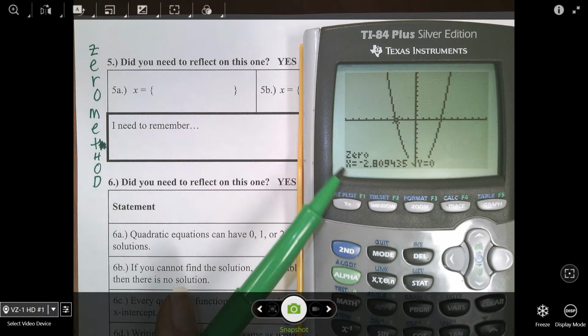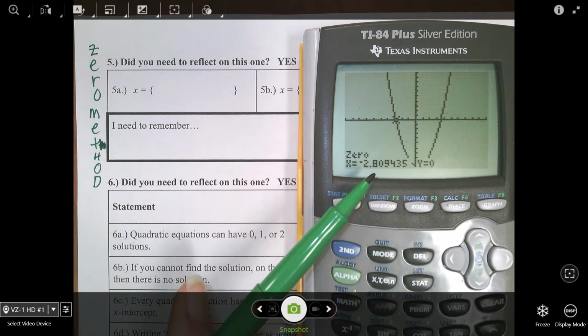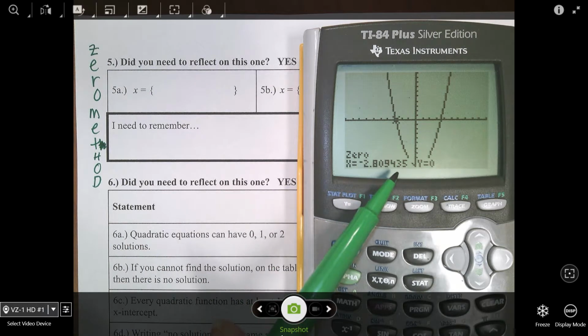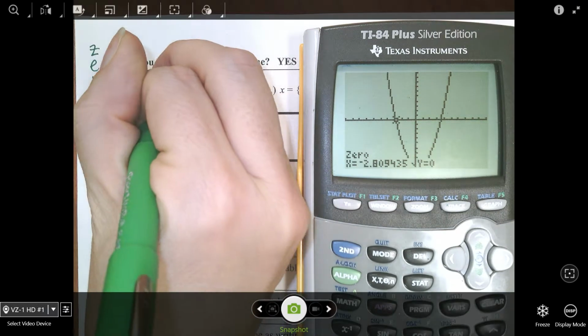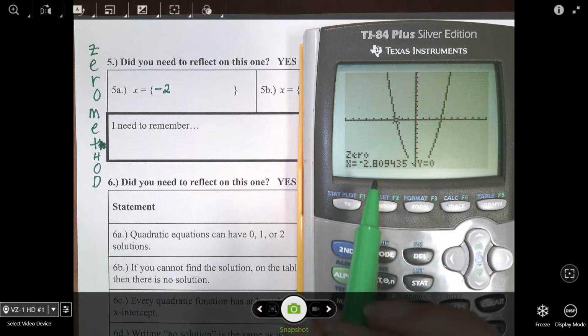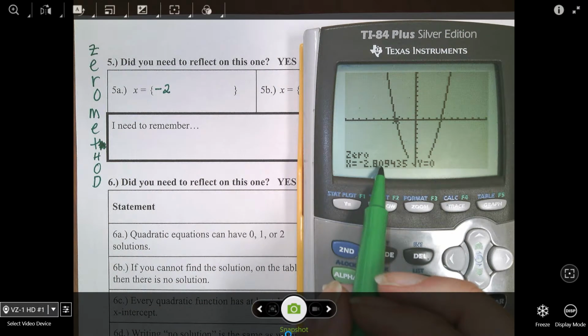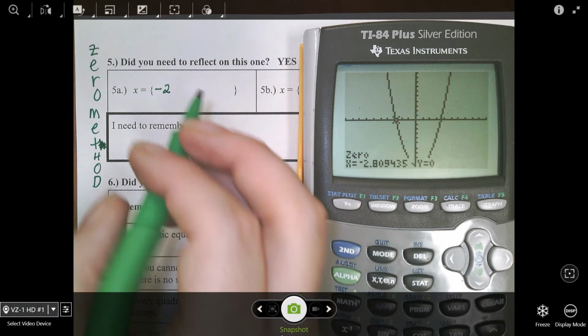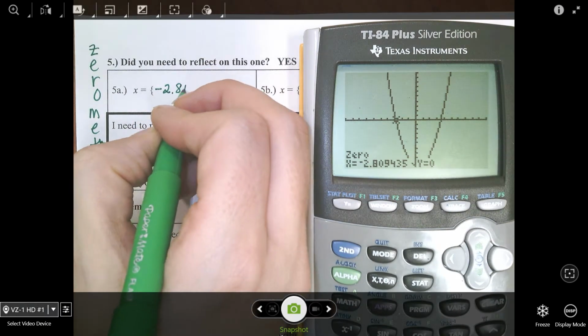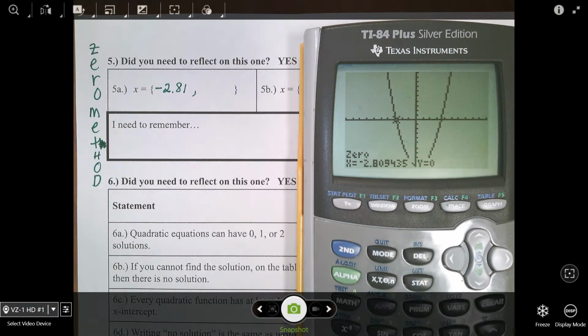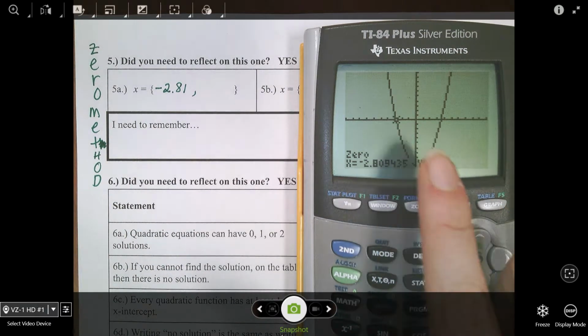So here's one of my solutions, -2.809435. And when I write it, I'm rounding to the hundredths. So that's the 0. But because there's a 9 next to it, it's going to round it up to a 1. So 2.81. All right, that's the first one.